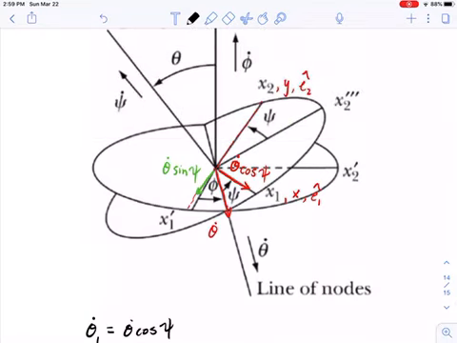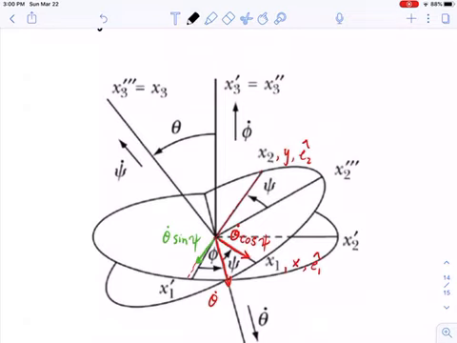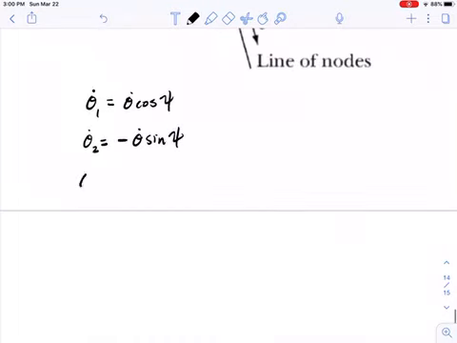And this theta dot is exactly inside of this x1, x2, or xy plane. And so that means that it is perpendicular to the z-axis, or the E3 axis, and so there is no component in the z direction.